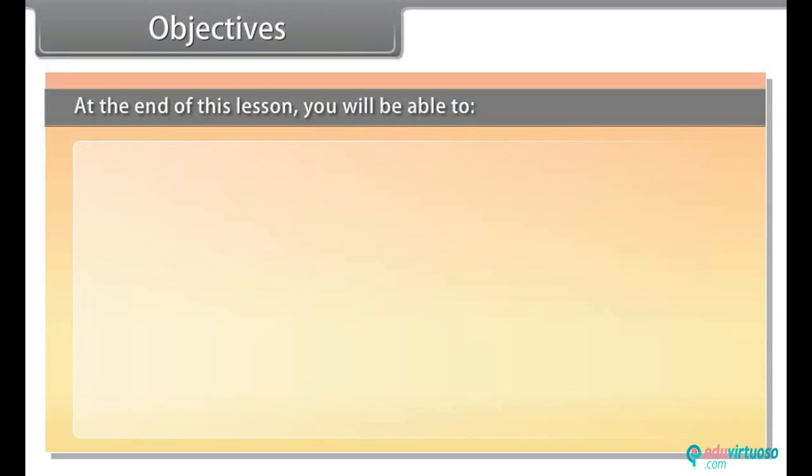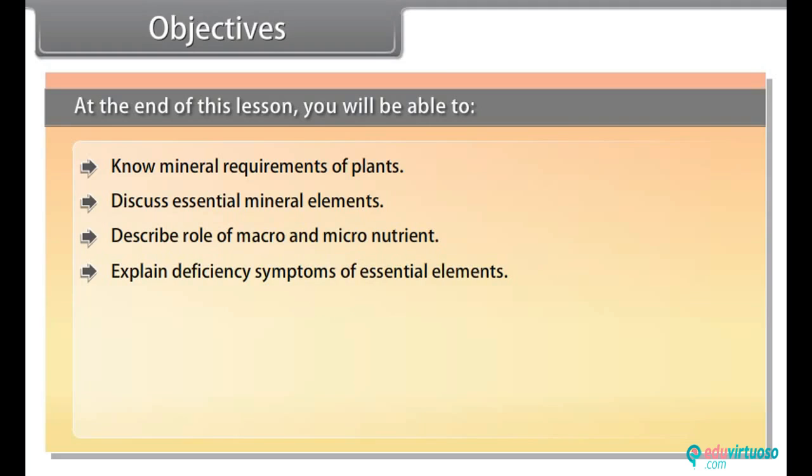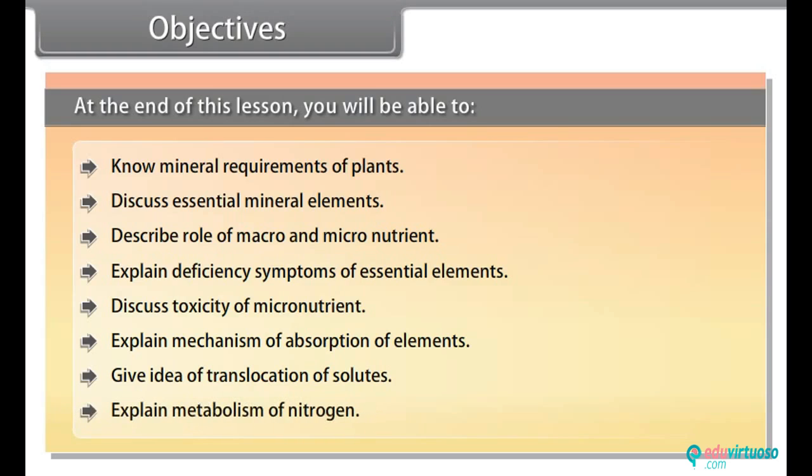Objectives. At the end of this lesson, you will be able to know the mineral requirements of plants, discuss essential mineral elements, describe the role of macro and micronutrients, explain deficiency symptoms of essential elements, discuss toxicity of micronutrients, explain the mechanism of absorption of elements, give an idea of translocation of solutes, and explain metabolism of nitrogen.